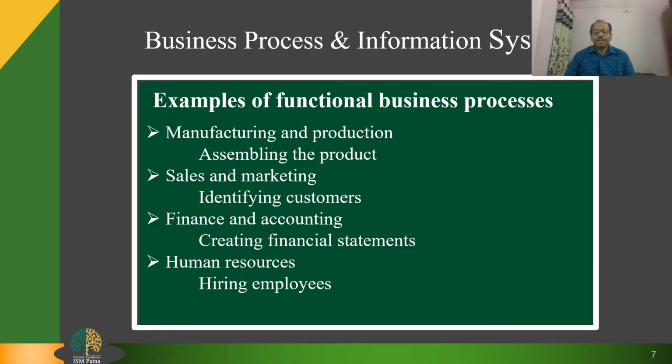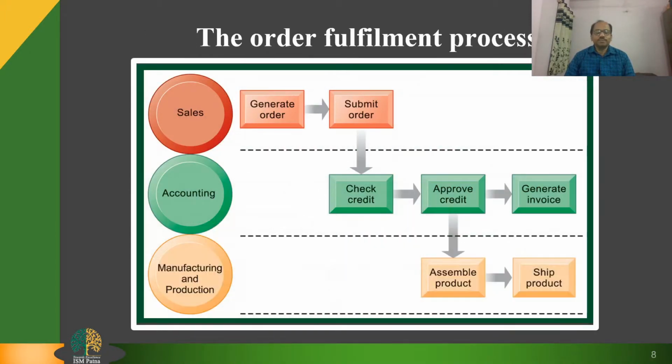Let's take an example of functional business processes. In an organization, or we may say in a business concern, the assembling of product is done in the manufacturing and production department. The identification of customers is done in the sales and marketing department. Financial statements are created in the finance and accounting department. Hiring of employees is done in the human resource department.